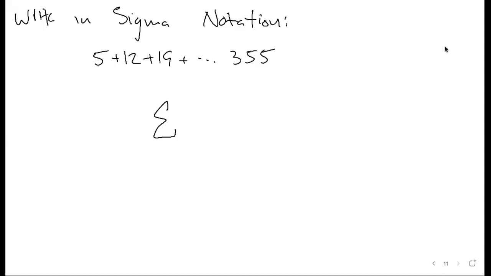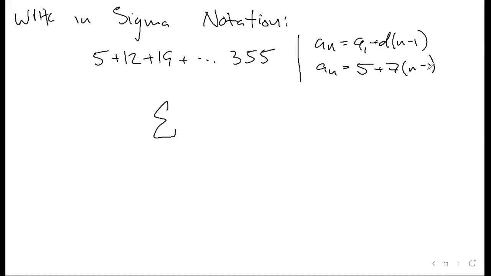Let's see. So what am I summing over here? Well, I know that a sub n is equal to a sub 1 plus d times n minus 1. So that means a sub n is equal to 5 plus my common difference, which is 7 here, times n minus 1. You could simplify this down, but you don't have to. So I'm just gonna put it in like this.